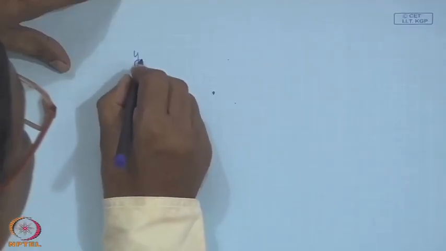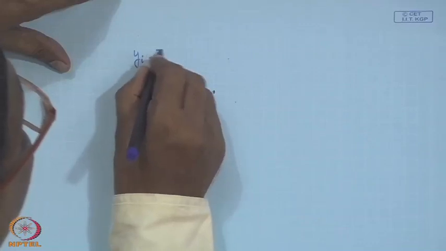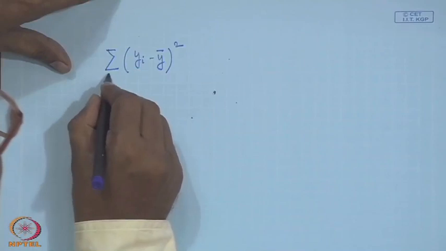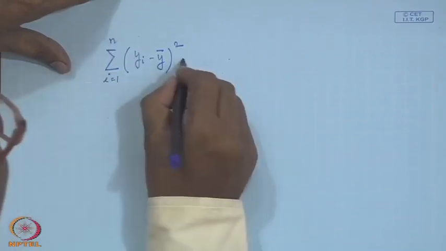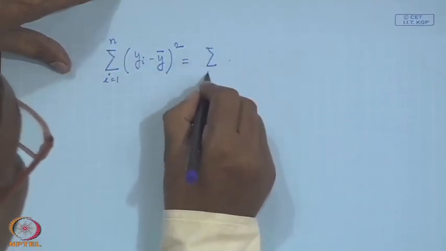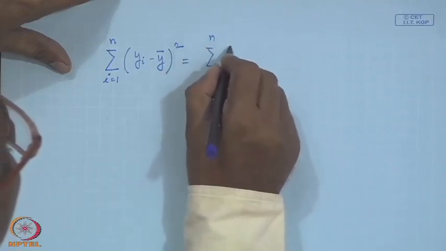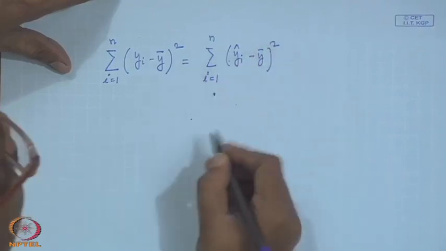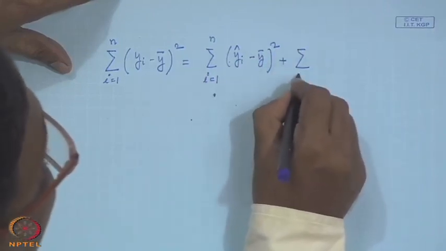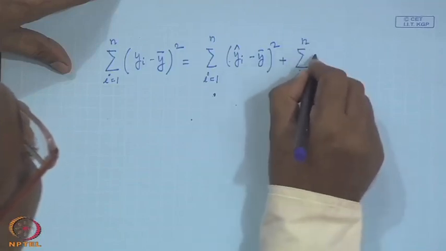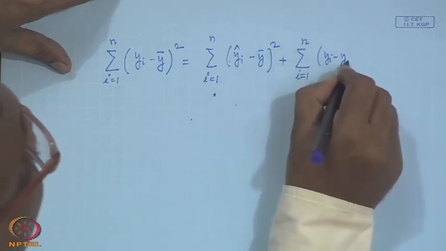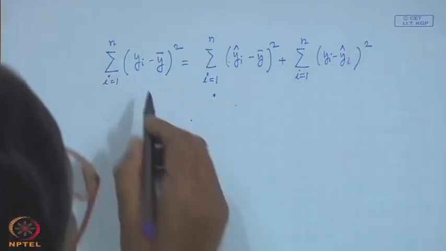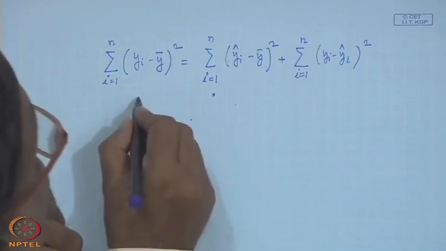So, what will happen ultimately, you will get something like this: sum over i equal to 1 to n of (yi cap minus y bar) whole square, plus sum over i equal to 1 to n of (yi minus yi cap) whole square. So, what is this one? This is our SST.